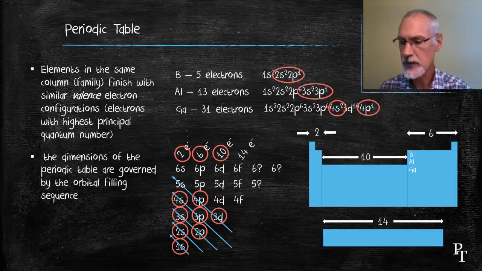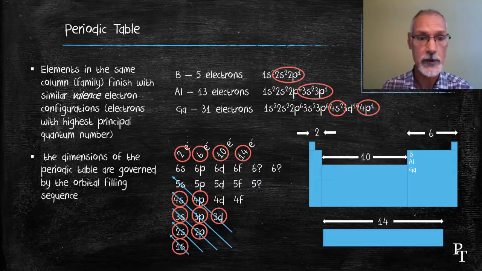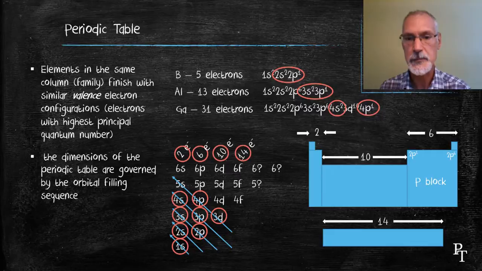And the 2 rows that are pulled out at the bottom of our periodic table can both hold 14 elements wide, and that's because the f orbitals, 7 of them, can hold a total of 14 electrons. Let's look at this a little bit more closely. As I mentioned here, this is the p block.